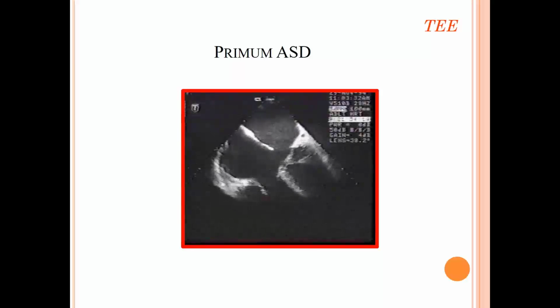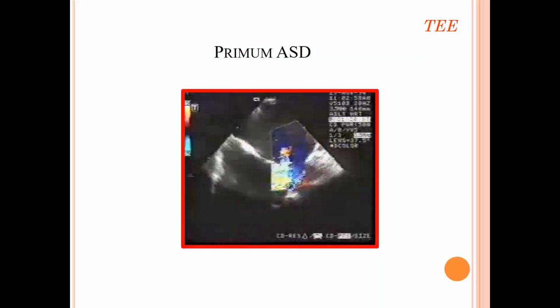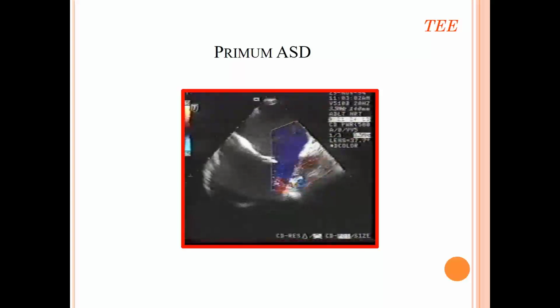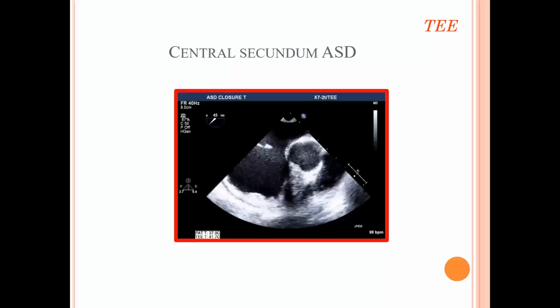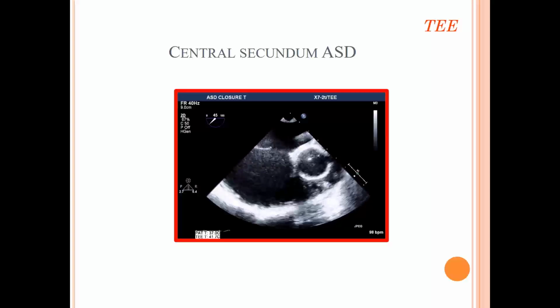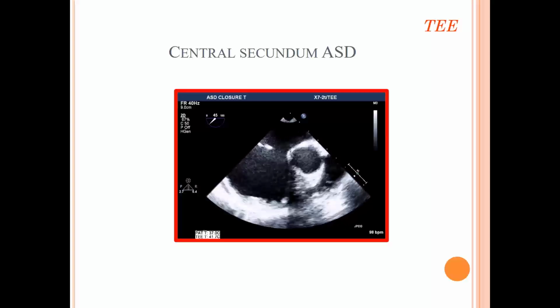We not only visualize the interatrial septum alone, but in ASDs we have to visualize the pulmonary veins as well, and this can be easily done by the transesophageal. This is the third type of ASD. This is the central secundum ASD.